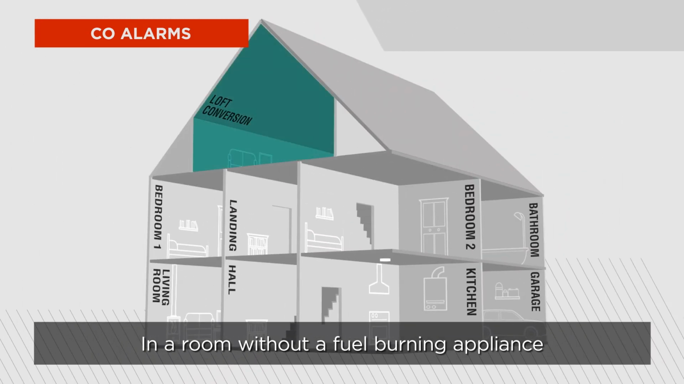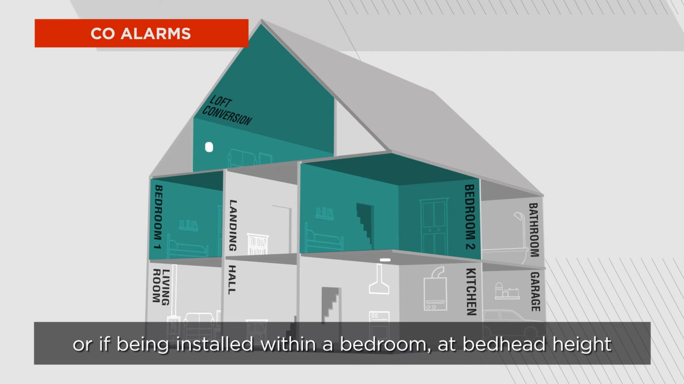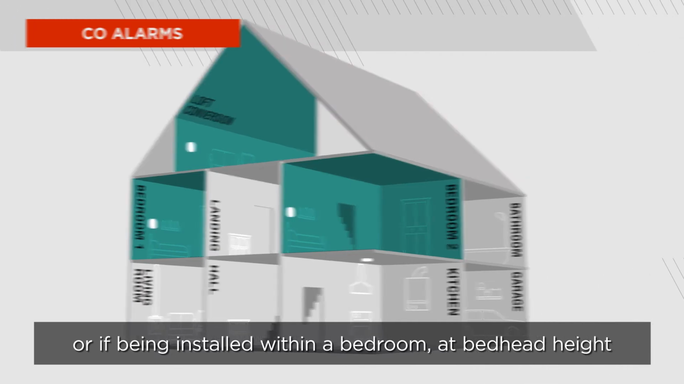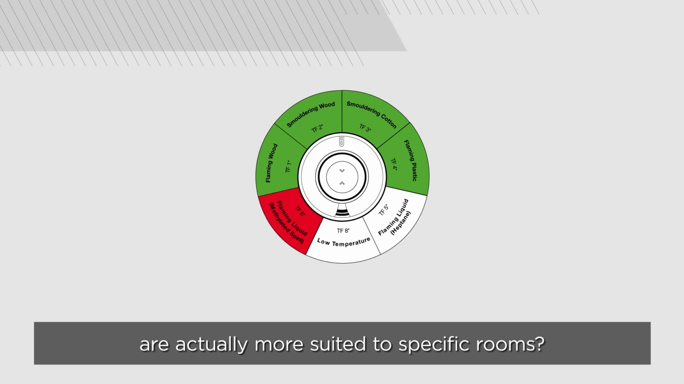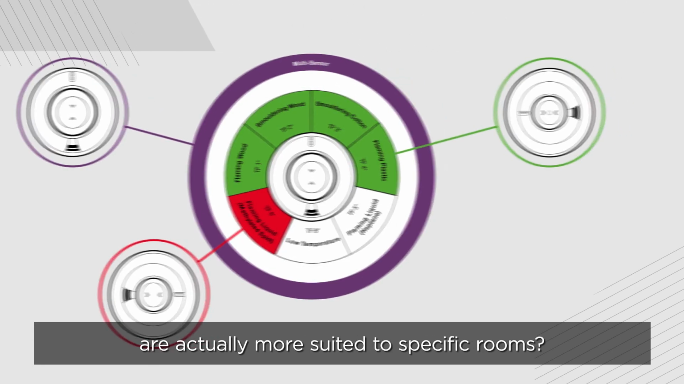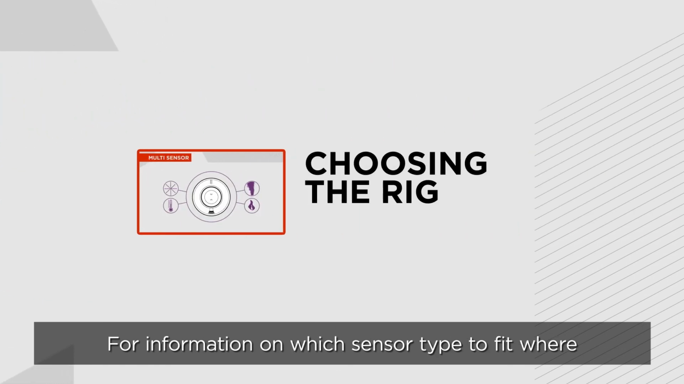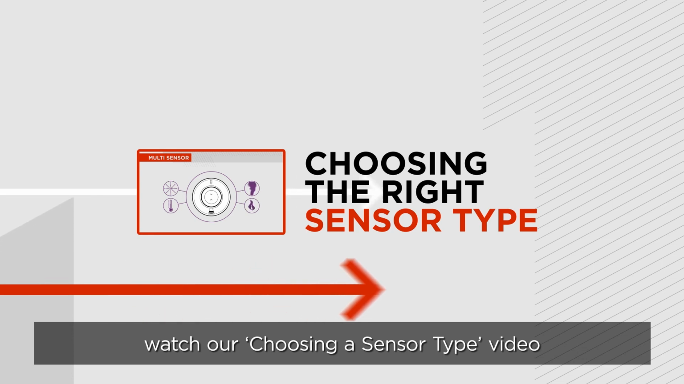In a room without a fuel-burning appliance, alarms should be sited at breathing height, or if being installed within a bedroom, at bedhead height. Did you know certain sensor types are actually more suited to specific rooms? For information on which sensor type to fit where, watch our Choosing a Sensor Type video.